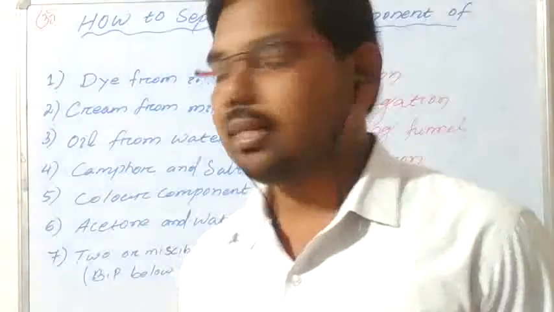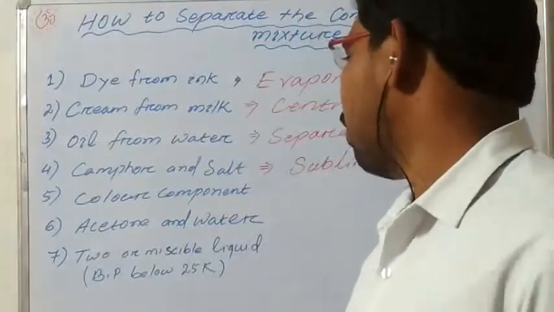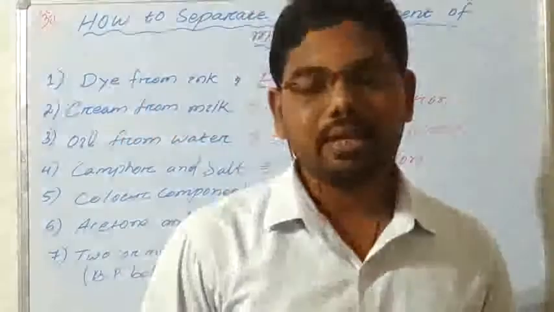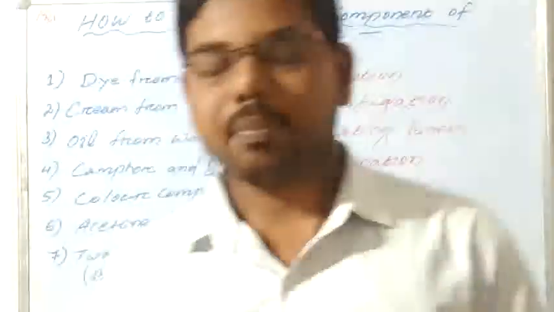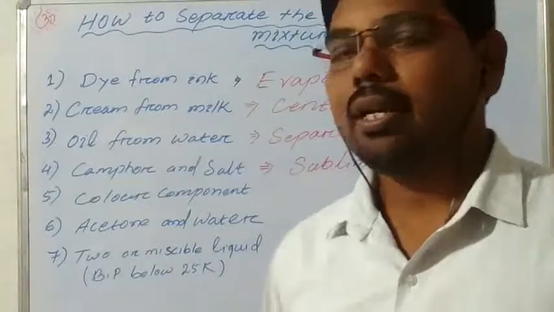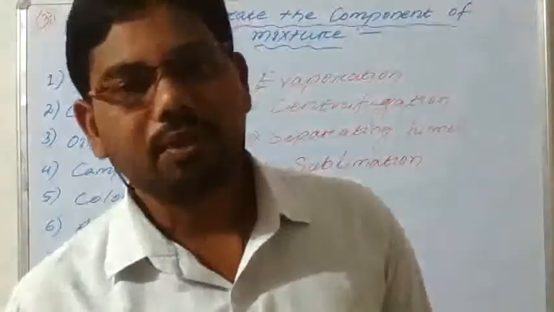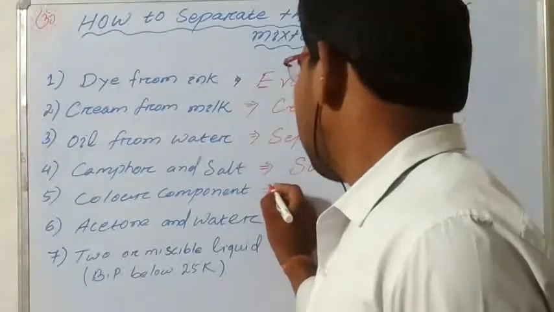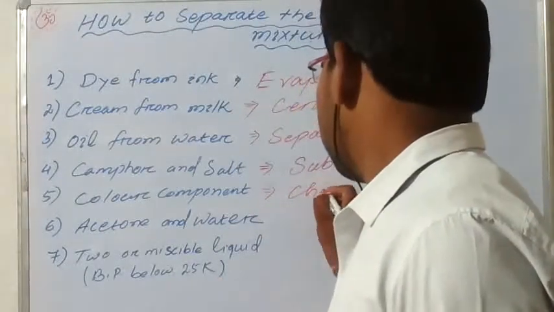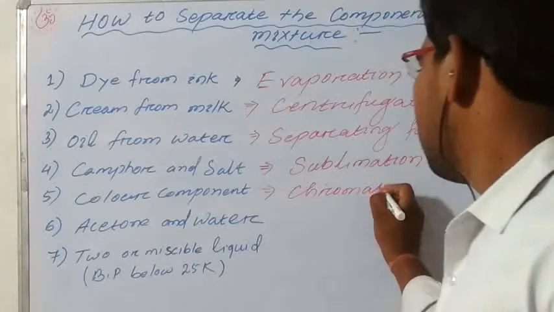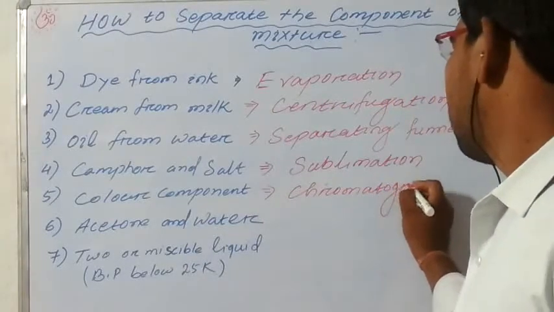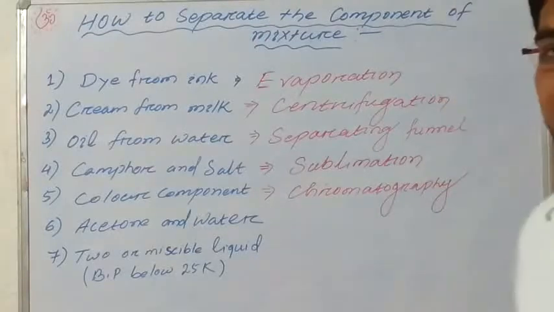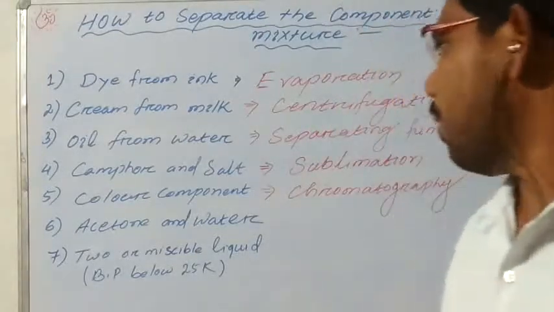Next, number 5: how can you separate color components? For the color components or pigments, the technique we have discussed is chromatography. In the chromatography technique, we can easily separate two or more colors from a sample.